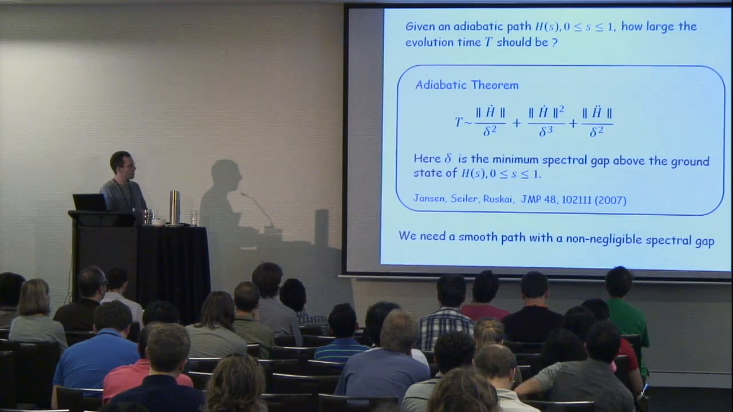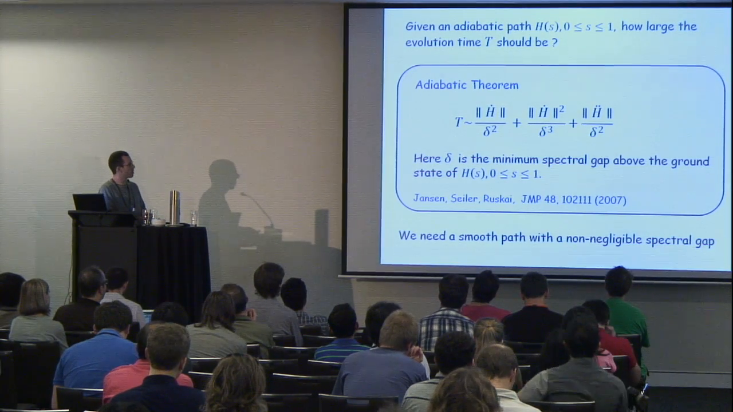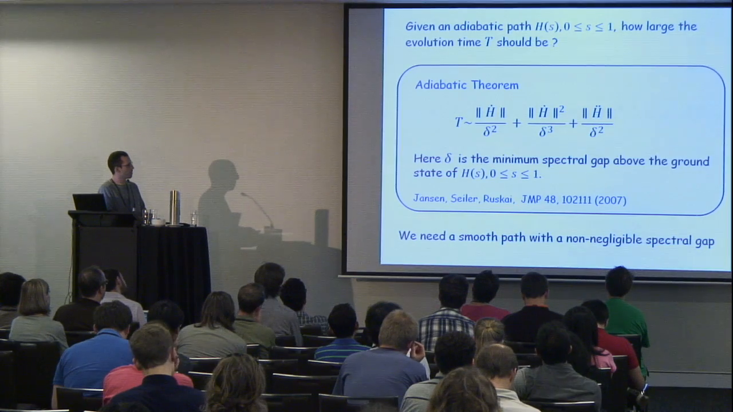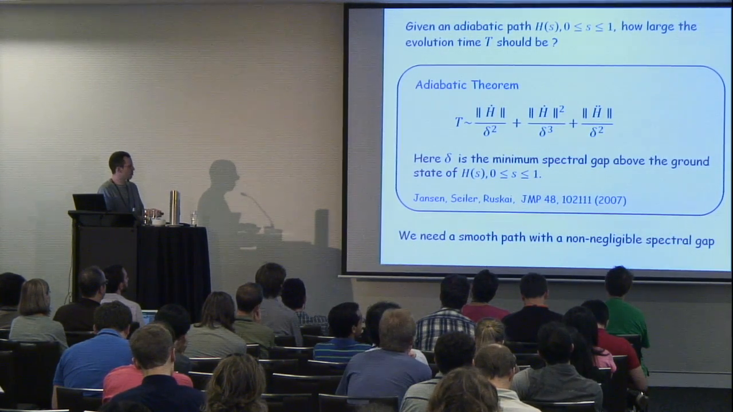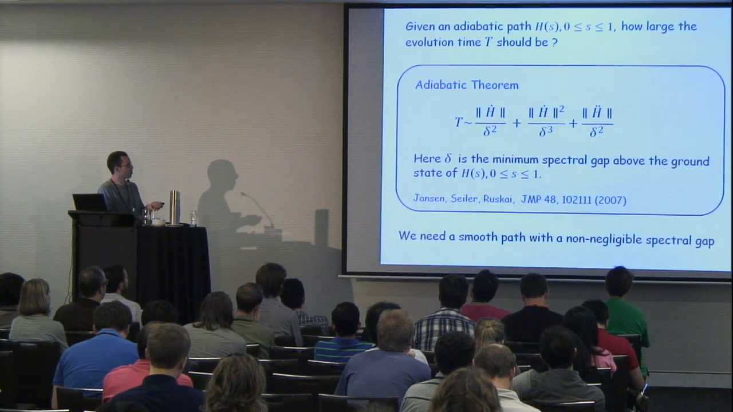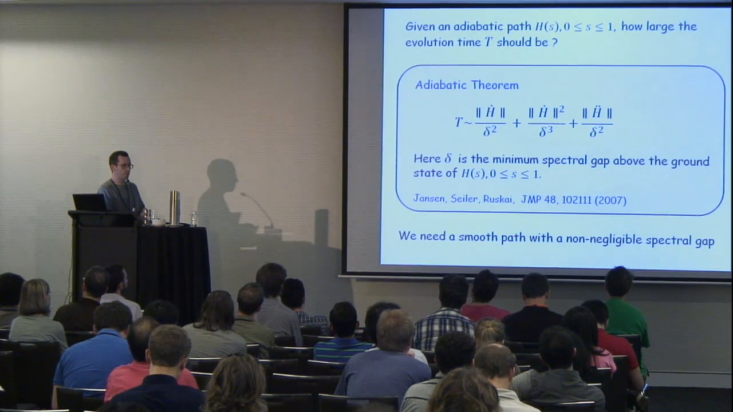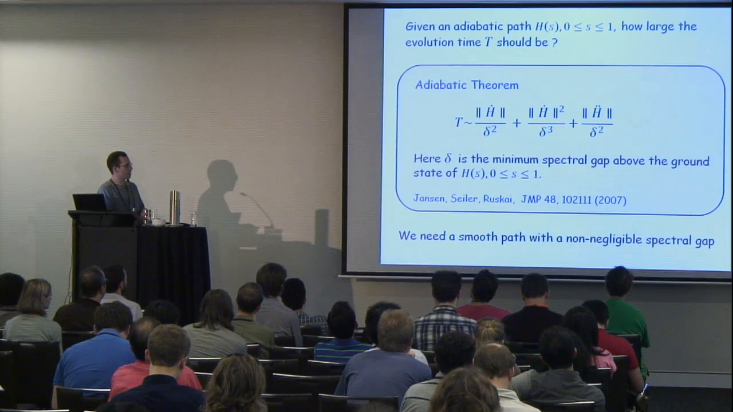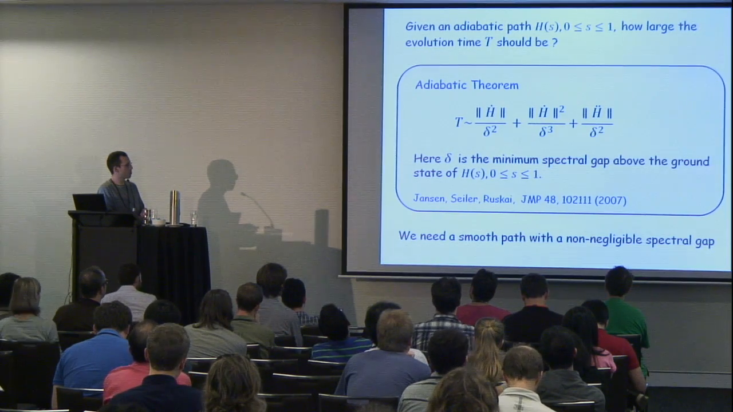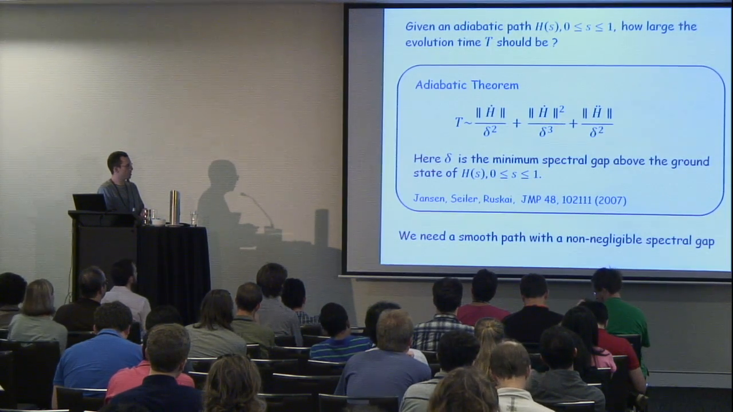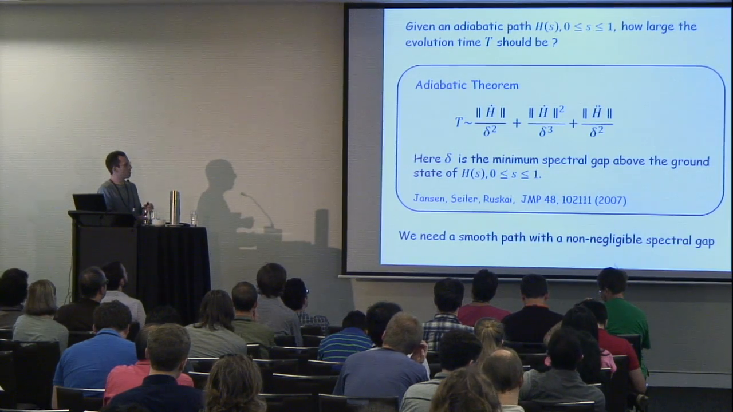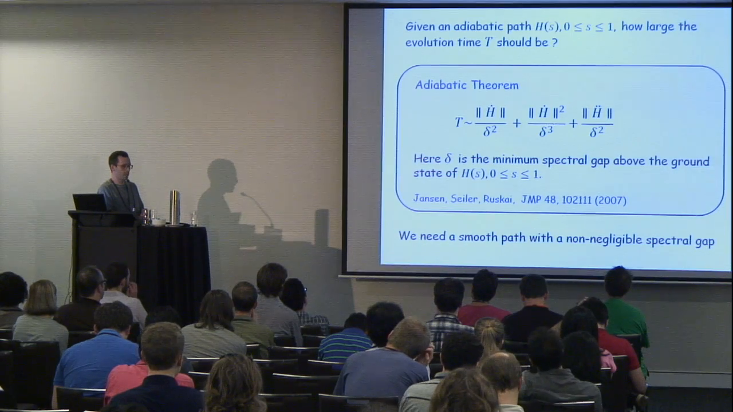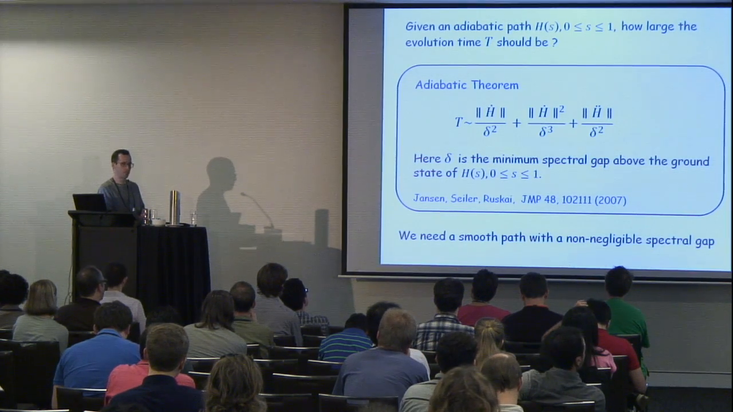And how large does t need to be? Well, you can look to rigorous versions of the adiabatic theorem to find out, but the upshot is that you want the path to be relatively smooth because the time depends on the norm of the derivatives of the interpolating Hamiltonian. And you also want it to have a minimum spectral gap above the ground state, which is not too small. So as long as that minimum spectral gap decreases at worst inverse polynomially, then the algorithm will be efficient.